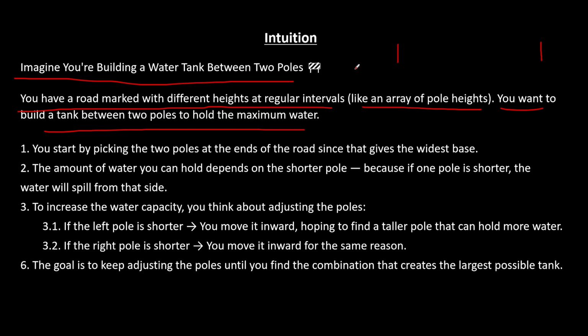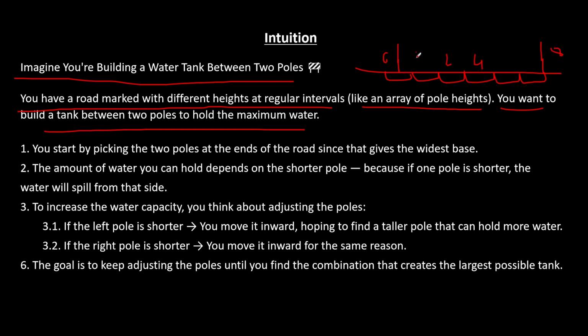So they are saying that you have a road here, and in each interval, like this interval and this interval, they have mentioned the height of the pole which we can use. If we can use 6 here, then let's say we can use 8 here, then here we can use 2, then here we can use 4.